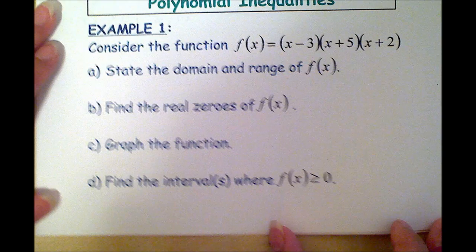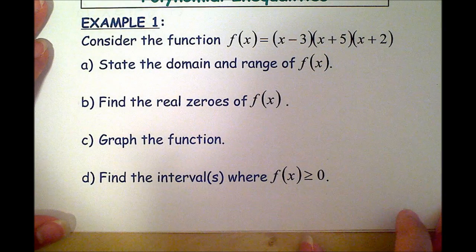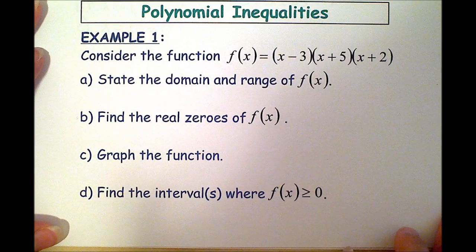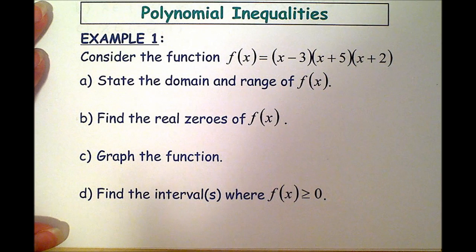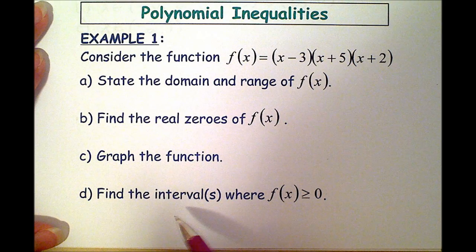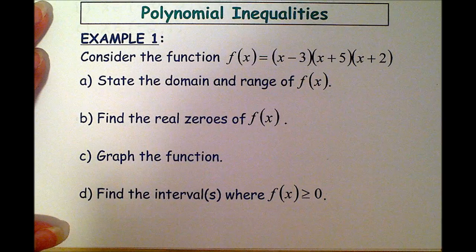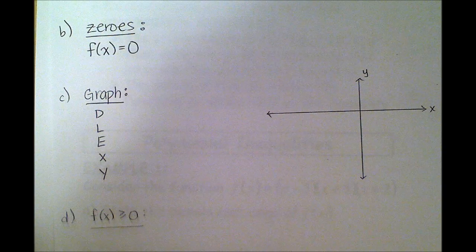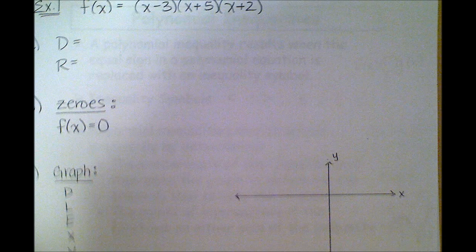It says consider the function f of x equals x minus 3 times x plus 5 times x plus 2, and then you're asked to state the domain and range, then find the zeros of f of x, then graph the function, and then find the intervals where the function is greater than or equal to 0. So I'm going to do this on a separate sheet of paper. And so I sort of started to write out my solution.